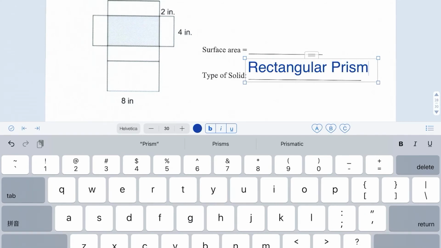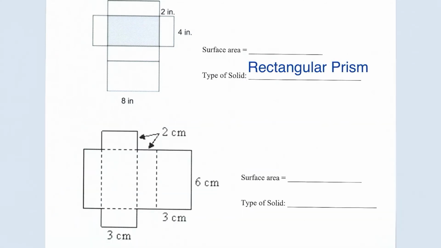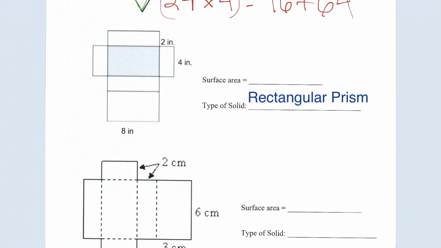Rectangular prism. That's what kind of solid we have here. Okay, in other words, a box. So I always tell you guys to start out with finding the congruent figures. So you know that red rectangle is the same as this one. Well, what are the dimensions of this red rectangle? You know the base is 8 and the height is 4.